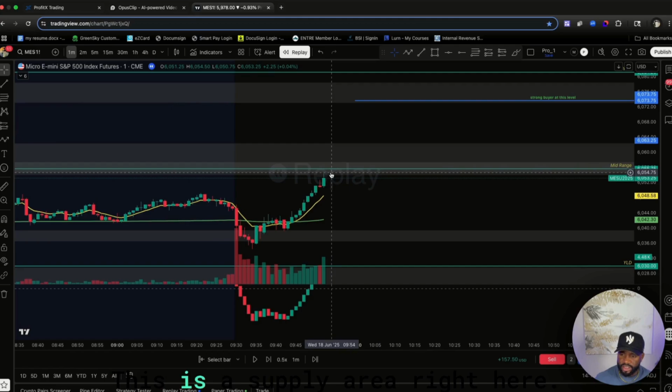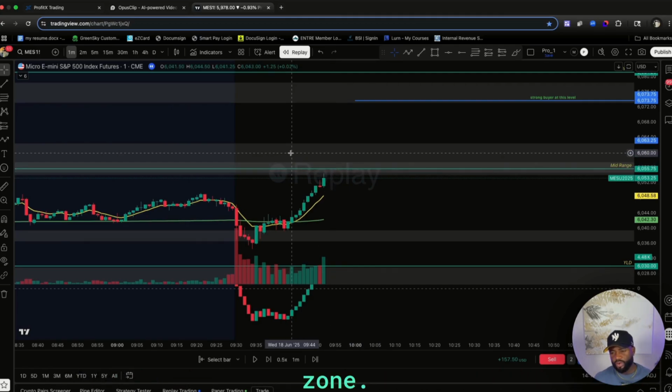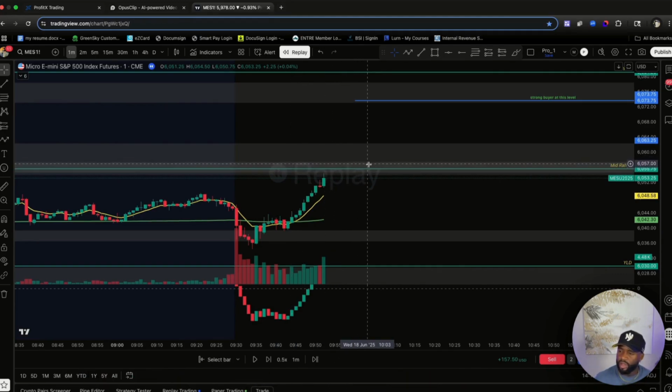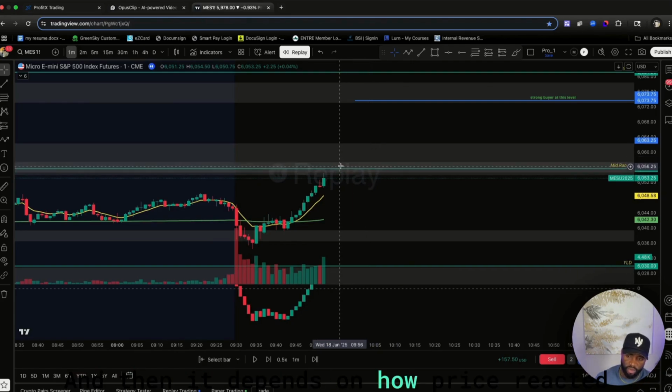Cool. This is a supply area right here. This is the mid-range, and we're within a zone. Now, if this zone gets invalidated and it's now on top of the mid-range of the previous day, that might be a trade I might be interested in taking if I have good price action, and then it depends on how price reacts to this zone.